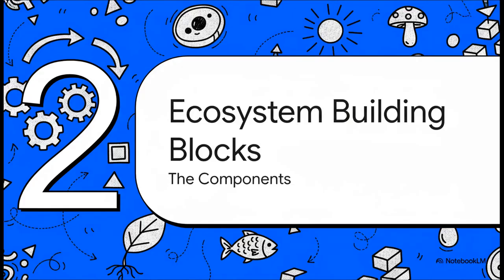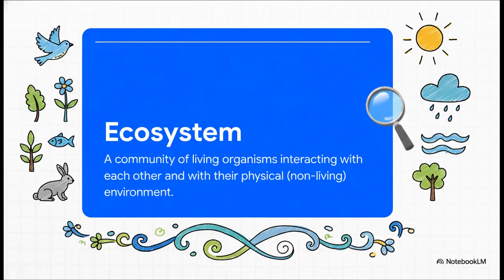Okay, so this idea of a web or a dance is great, but what's it actually made of? Let's zoom in a little and look at the real, tangible building blocks of any ecosystem. And there you have it, the official definition. The most important thing to get here is those two distinct parts. You've got the living community, all the plants and animals, and then you have the non-living environment, things like air, water, and sunlight. The real magic happens right where those two things meet.